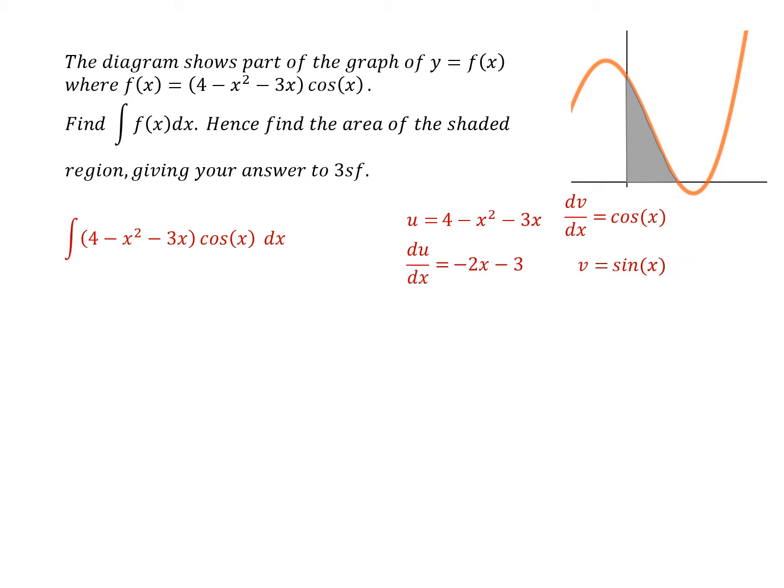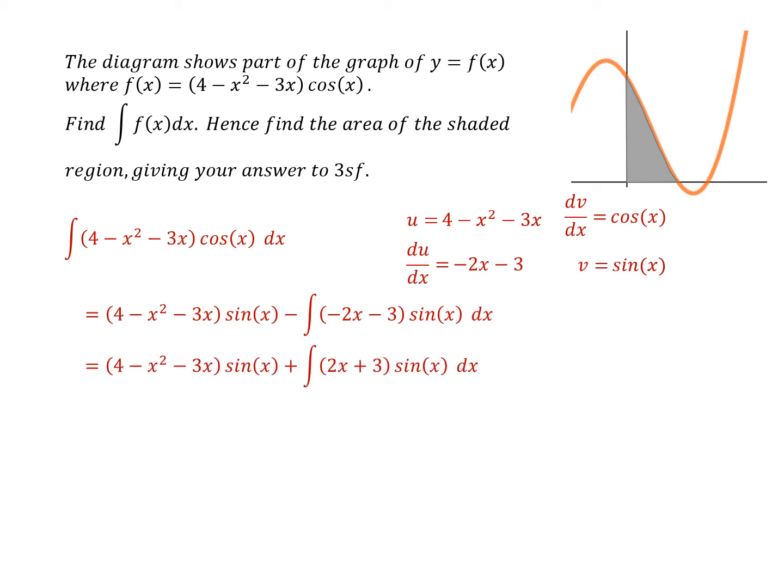Popping those into the formula for integration by parts, u times v minus the integral of v times du dx gives me this. But I've now got another integral which is still a function times a function. So I've got to use integration by parts on this too. Just tidying it up to begin with, to take this minus into the brackets there, change the signs.